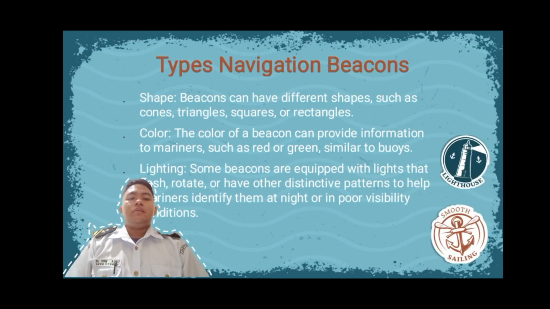Types of navigation beacons. Shapes: beacons have different shapes such as cone, triangle, square, or rectangle. Color: the color of beacons can provide information to mariners, such as red and green, similar to buoys. Lighting: some beacons are equipped with lights that flash remotely or have other distinguishing patterns to help mariners identify them at night and in poor visibility conditions.